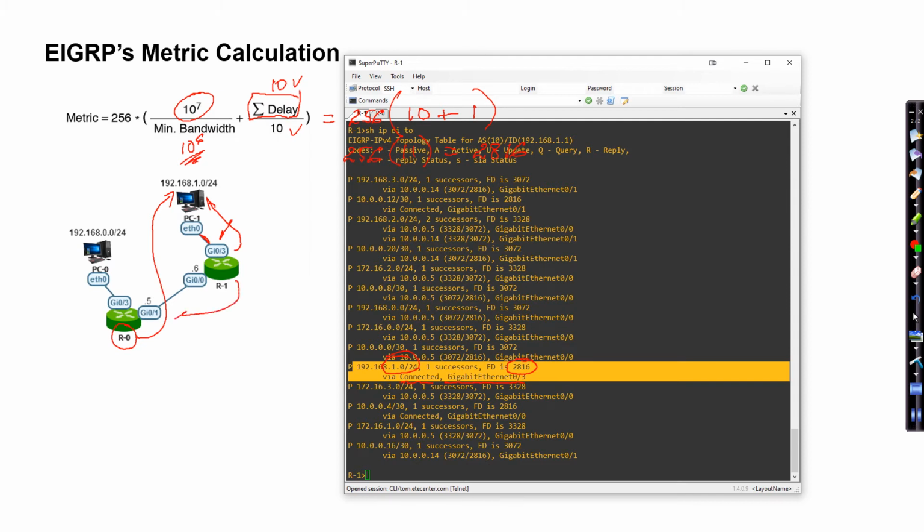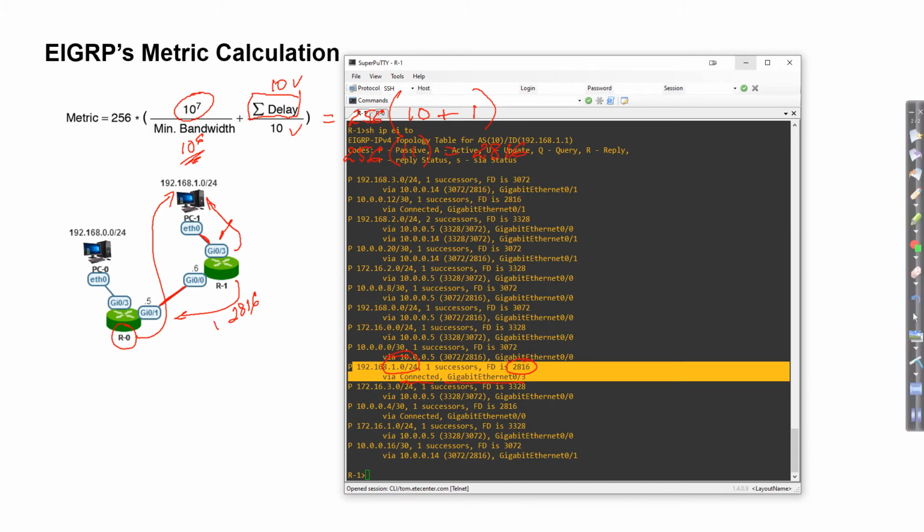Now router 1 will advertise to router 0: I have a way to get to 192.168.1.0 and my cost is 2816. Now all router 0 needs to do is figure out its interface cost and add it to that 2816.